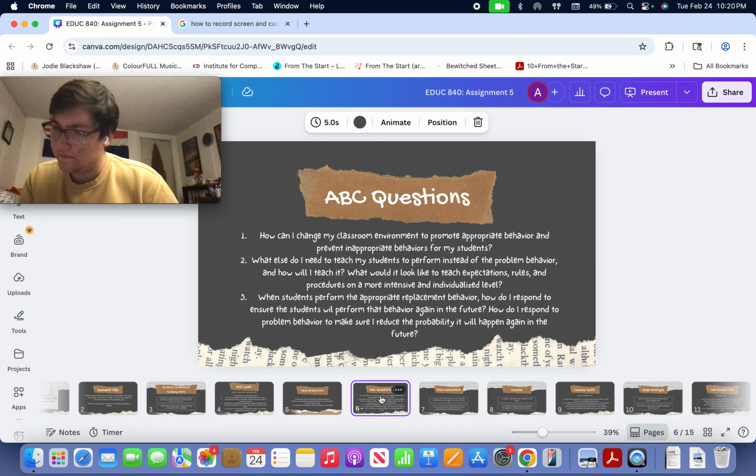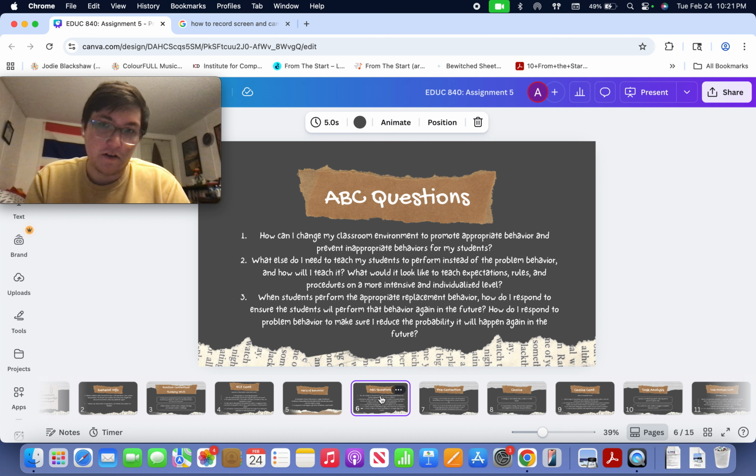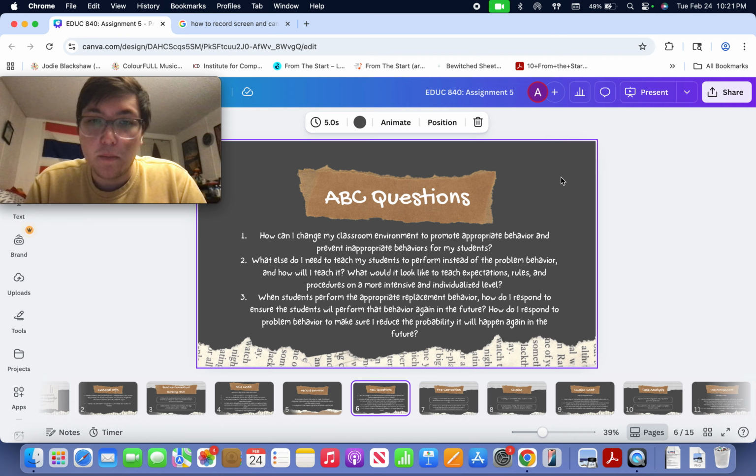There are a couple of different questions related to the ABCs of behavior. When a teacher identifies necessary ABC-related information and formulates a hypothesis about the function of behavior, they can identify different strategies to answer the following questions. One, how can I change my classroom environment to promote appropriate behavior and prevent inappropriate behaviors for my students? Two, what else do I need to teach my students to perform instead of the problem behavior, and how will I teach it? What would it look like to teach expectations, rules, and procedures on a more intensive and individualized level?